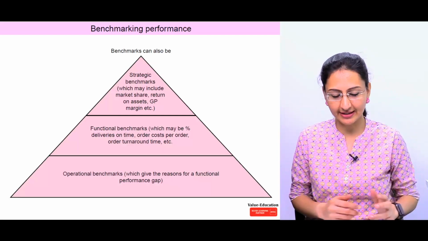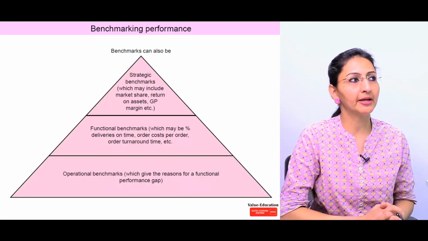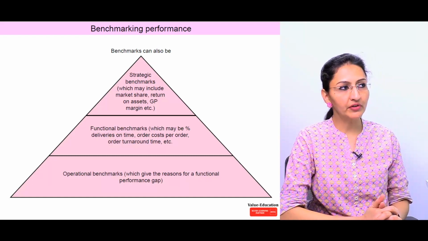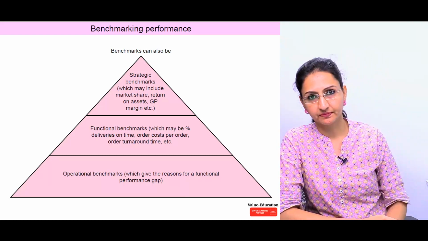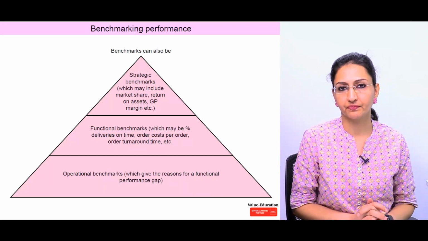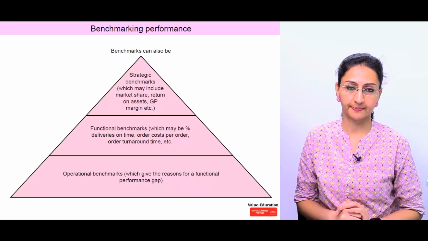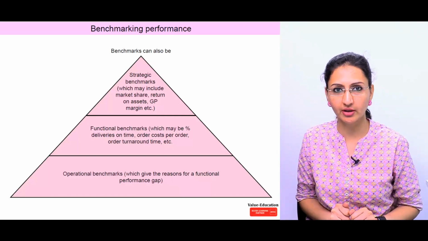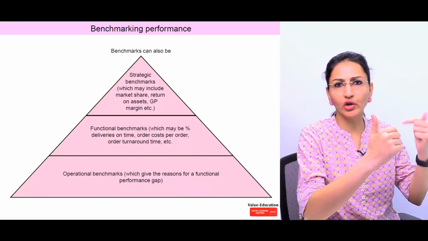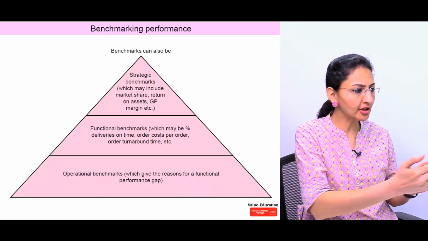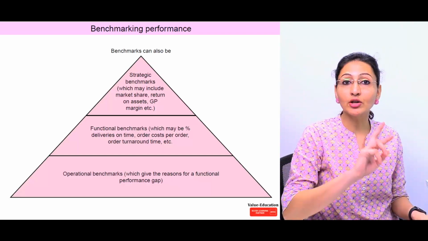So for example, I take an example here. There is a functional benchmark which a particular production function is keeping. They are saying that we will ensure that the production happens with only 1% of wastage. That's a benchmark this function has kept. Now what happens? The wastage happens to be 3%. Now operational benchmarks will come into the picture: something has to be done to improve the efficiency of the labor or the machinery or the material, so that this 3% gap comes down to 1%. That is what can be done here as an operational benchmark.